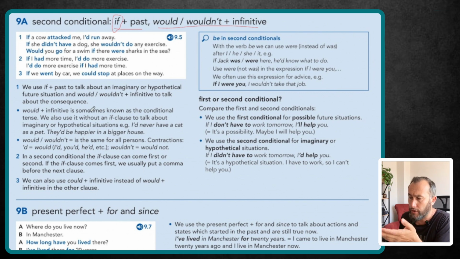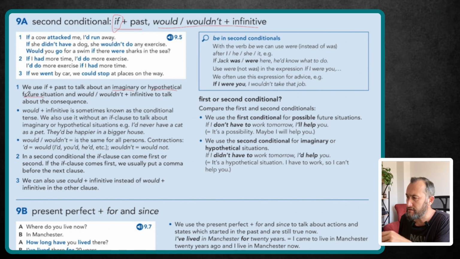Now we're going to go into this explanation part. There are, as you can see, 3 points here: 1, 2, 3. And then we've got 1, 2, 3 examples, one for each point. So the first point, we use if plus past to talk about, which is second conditional, to talk about an imaginary or hypothetical situation. Hypothetical means imaginary, not true. We're imagining a future situation. We can also say present situation.